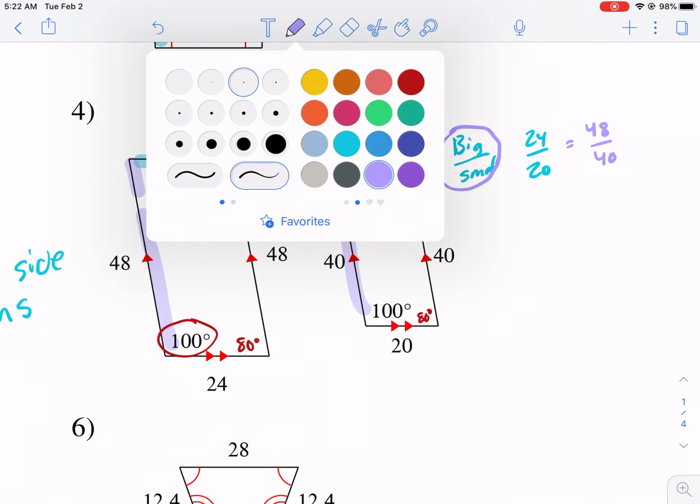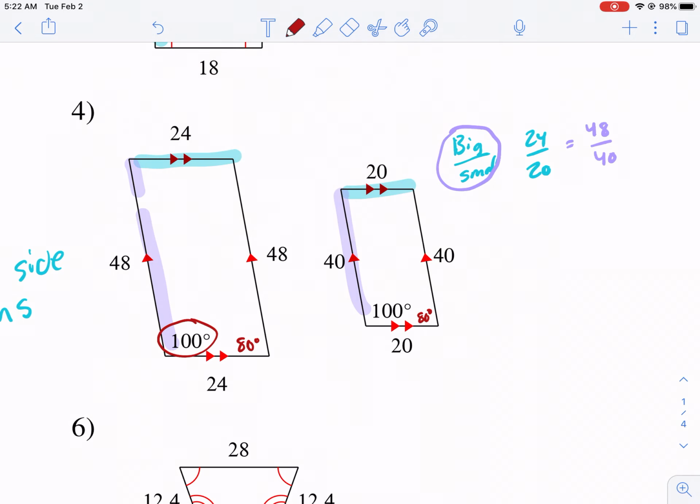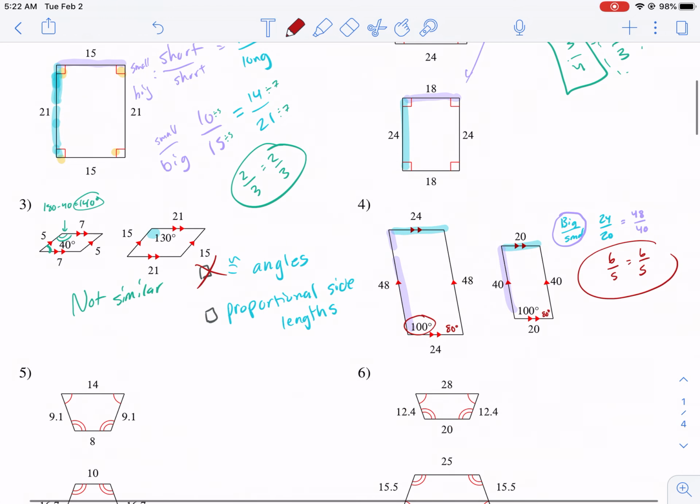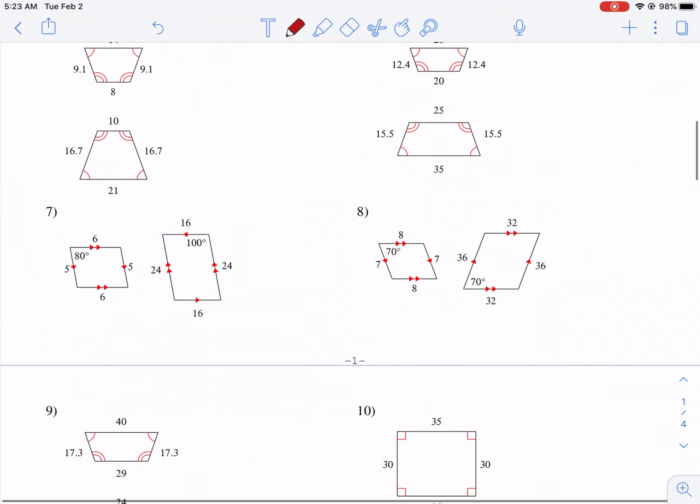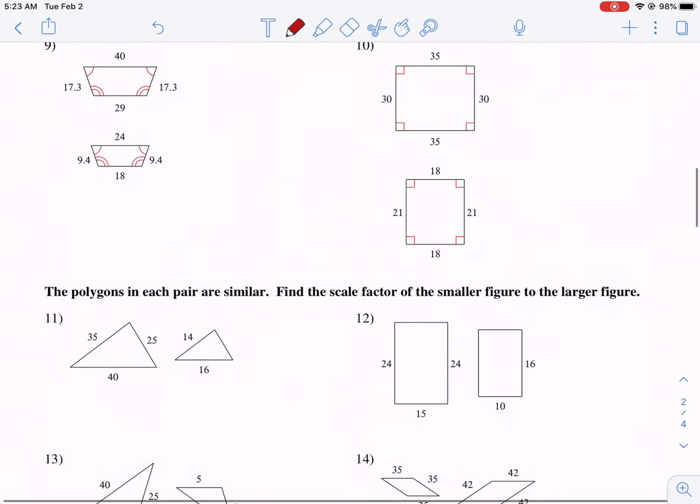So for the first one, we can divide both by, let's see, 2. We can divide by 4. And we get 6 over 5. What can we divide this one by? 8, I think. So we can divide the top one by 8. We get 6. And okay, so guess what? This one is similar because the angles are a check. Check for angles. Check for sides. So this one is similar. Okay, so we are good to go on that one. And that's what you're going to do for all these exercises.